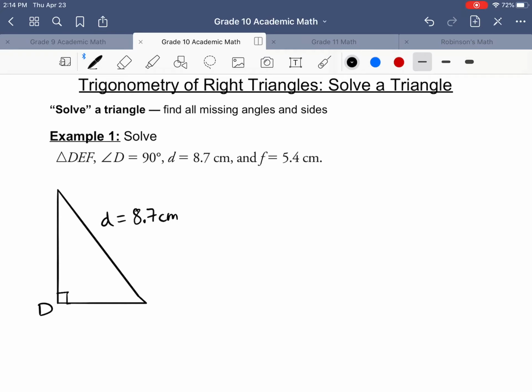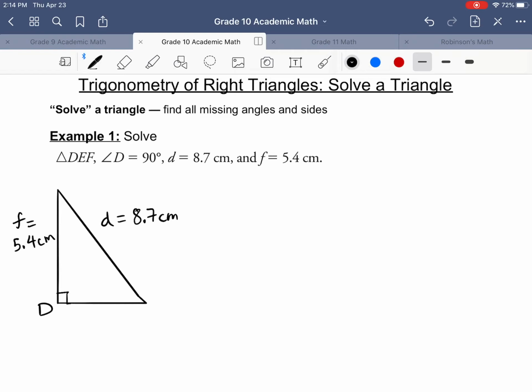And we are also told that side F is 5.4 centimeters. Now we have two other sides left to choose from. It doesn't really matter which one. And it's at this point we maybe don't really know how big it's going to be in relation to the other side. And that's okay because these drawings do not need to be to scale. So side F is equal to 5.4 centimeters.